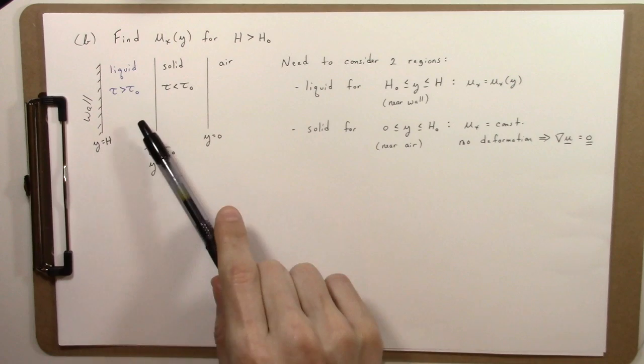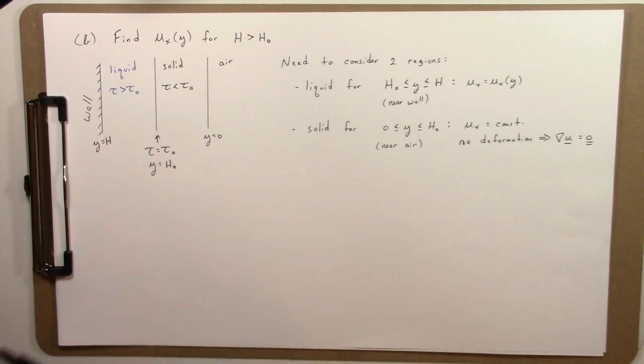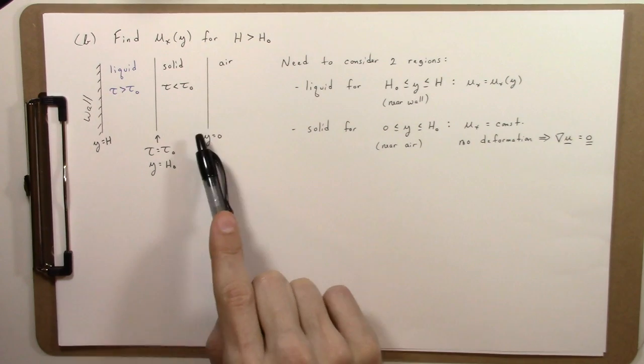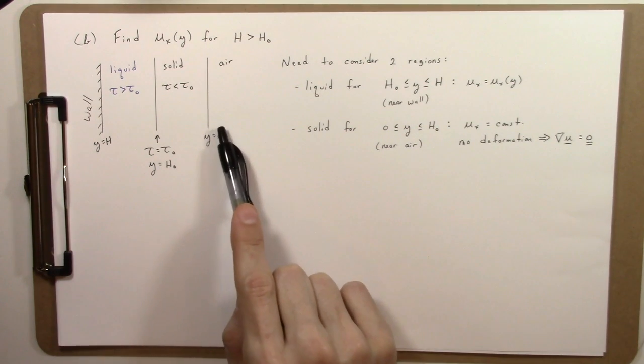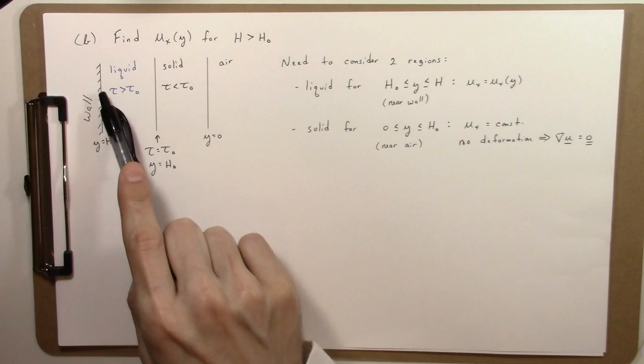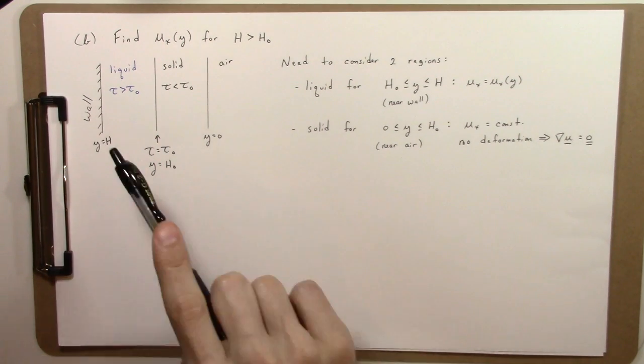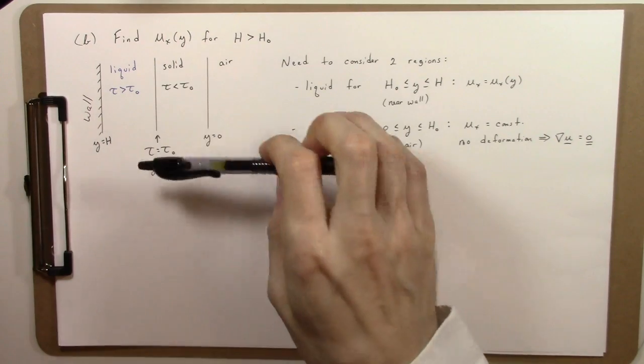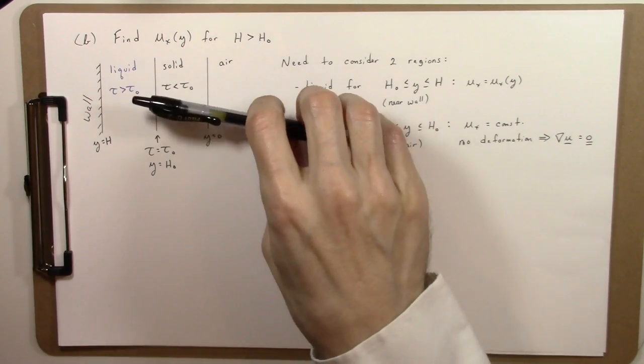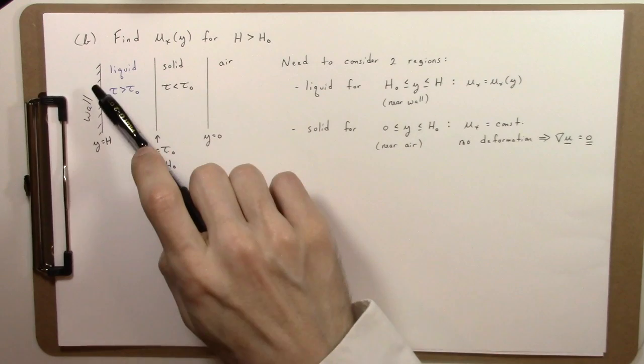So here's our image again. We want to find ux of y for h greater than h naught. We have the wall at left. Y equals 0 is the air-paint interface. Y equals h is the paint-wall interface. The shear stress will be the largest near the wall. That's because you have the weight of the entire fluid under the influence of gravity pulling down on it. So the highest shear stress is at the wall.